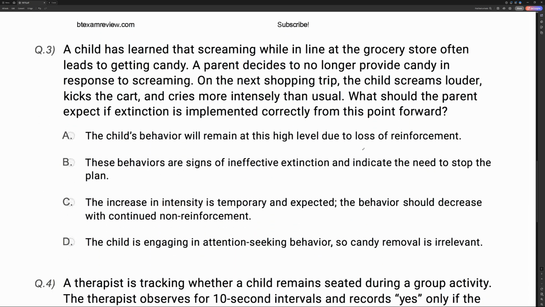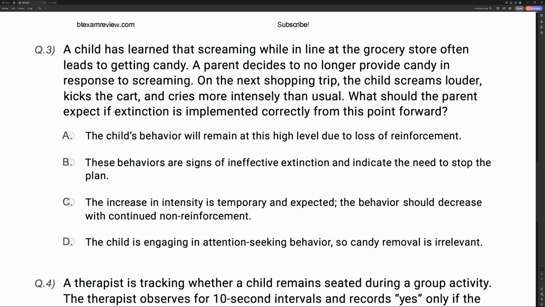A child has learned that screaming while in line at the grocery store often leads to getting candy. A parent decides to no longer provide candy in response to screaming. On the next shopping trip, the child screams louder, kicks the cart, and cries more intensely than usual. What should the parent expect if extinction is implemented correctly from this point forward?